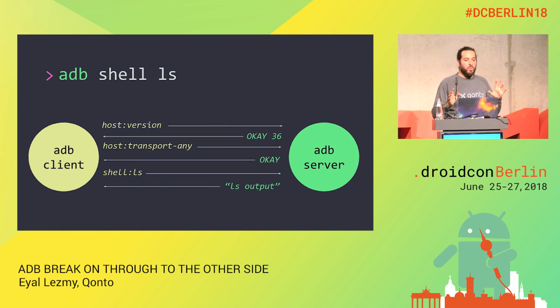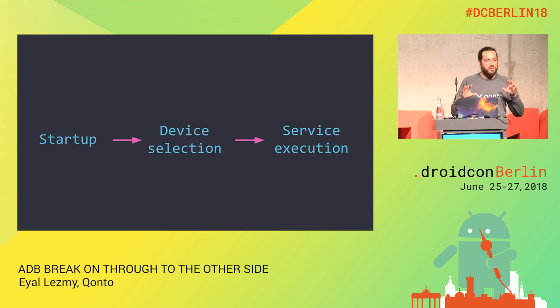So you see, when you are typing an ADB client command, a command line on ADB, you have this kind of conversation. And it's always the same pattern. You have the startup with the version check. You have the device selection. And then you have the service execution.